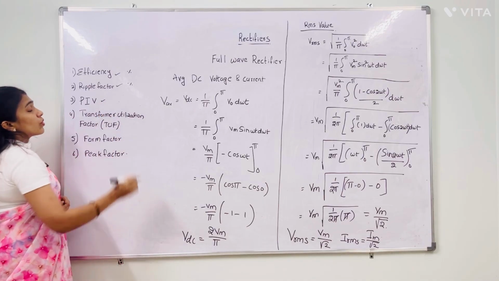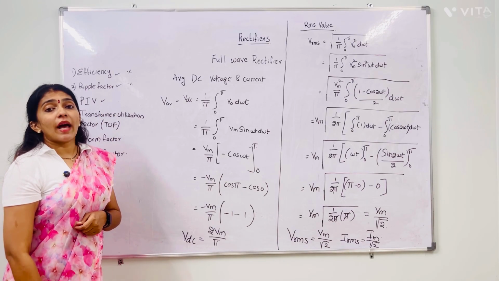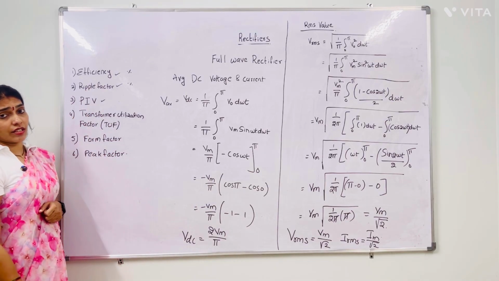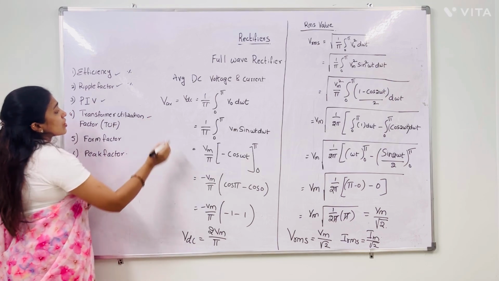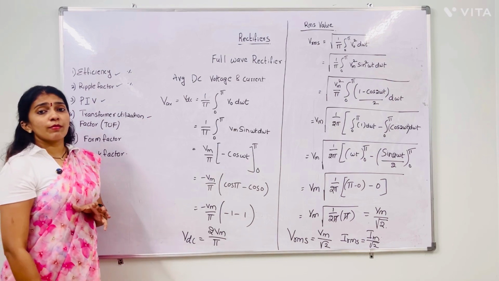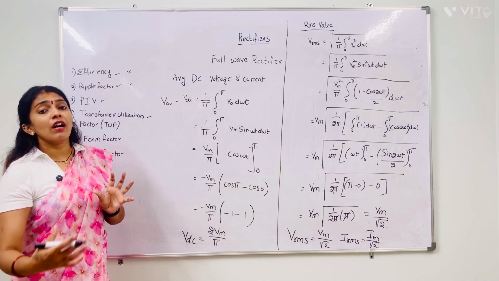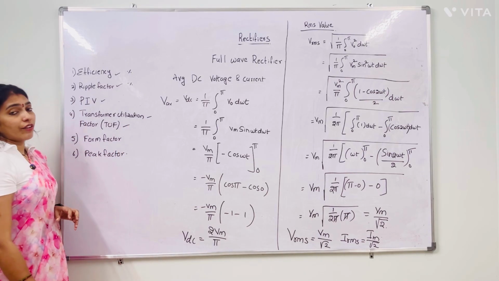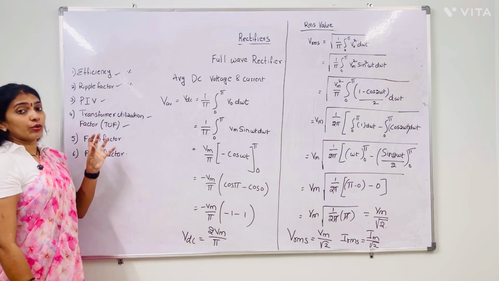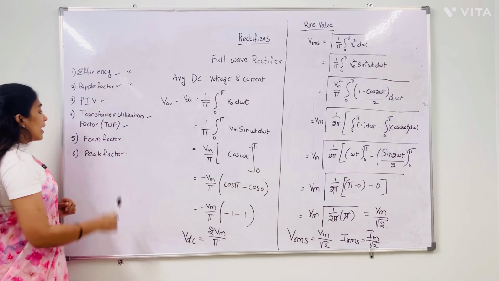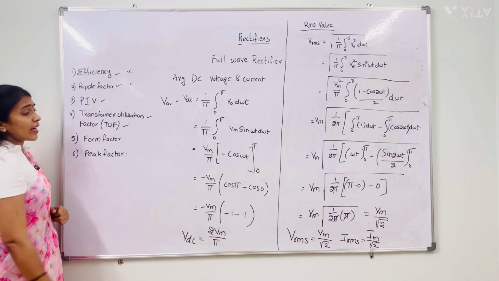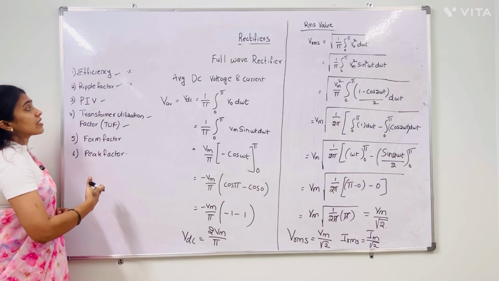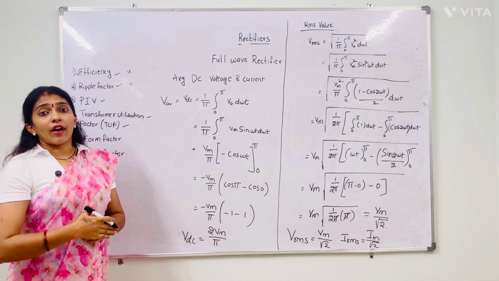Next, peak inverse voltage. Peak inverse voltage is the maximum reverse voltage before the breakdown condition. Transformer utilization factor: how much percentage of the transformer we used in the power supply. So we need to calculate that TUF. Next, form factor and peak factor. These are the six characteristics we are going to find out.